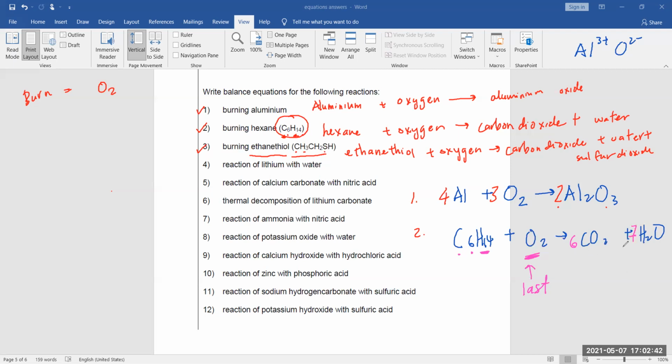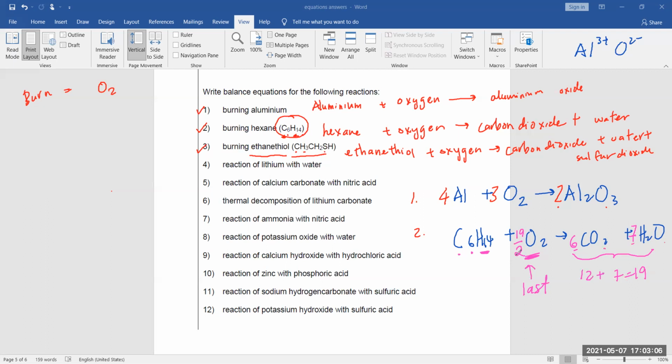Okay, so then you count the oxygen. 6 times 2, 12. 12 plus 7 is 19. Okay, so you have 19 oxygen. So you cannot put 19 over here, you put 19 over 2. So to make this equation look nice, we take the whole equation and times 2.